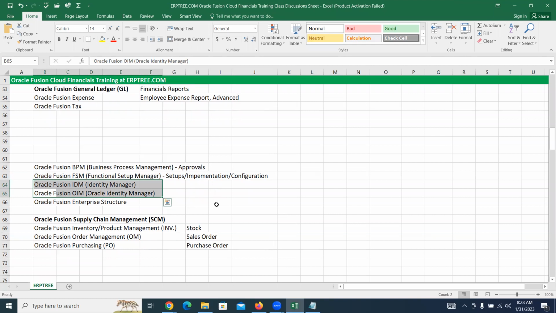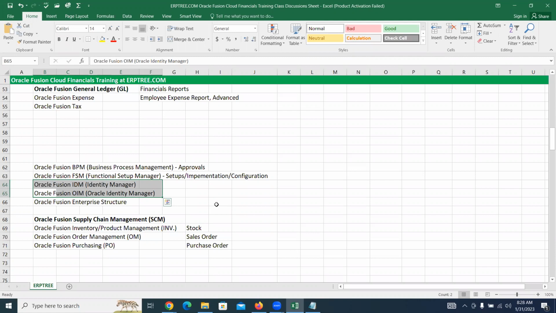IDM or OIM, the purpose is that by using IDM, you can manage the security. When you talk about security, who can access these applications, who can access what, all this you can set up in the system environment for security purposes or system administration purposes. We use IDM. We will learn it, it's very simple.